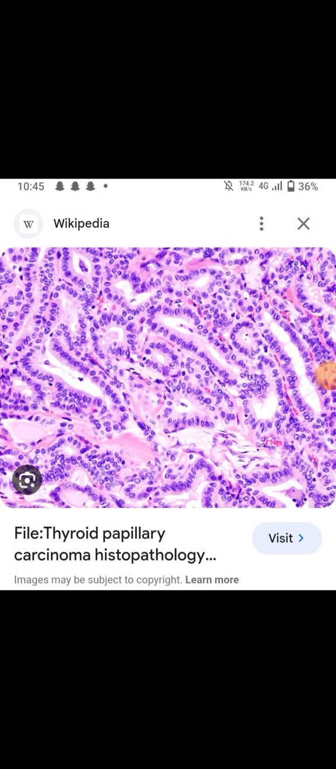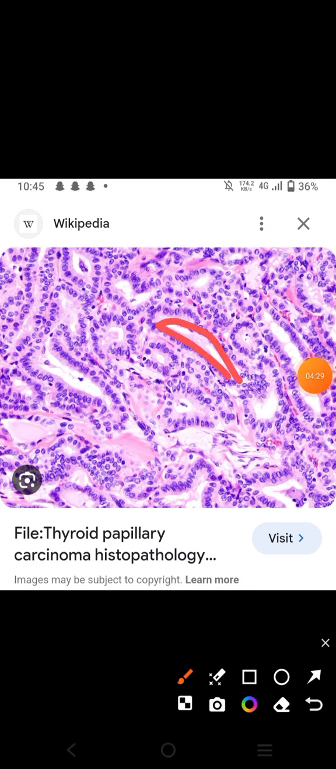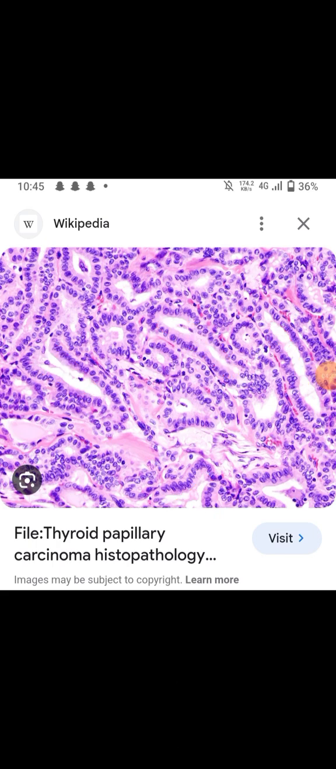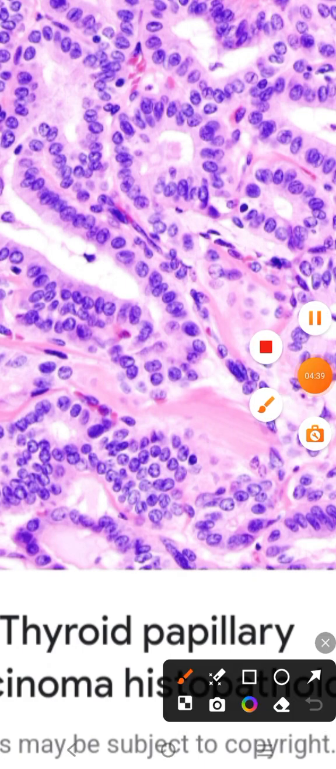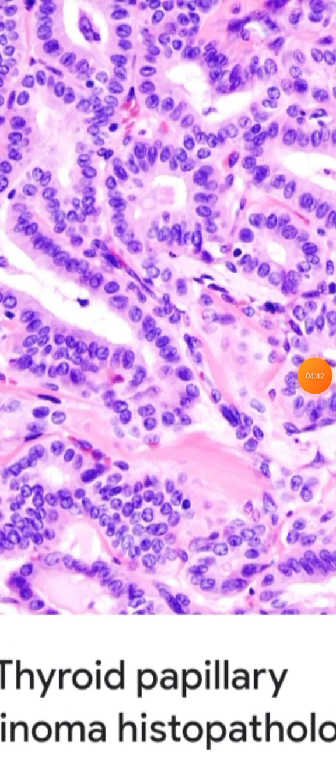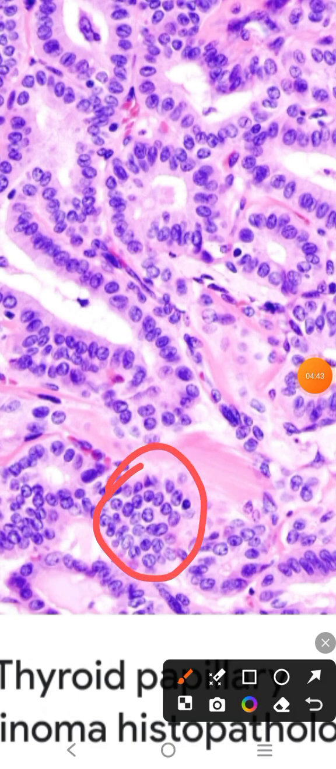Let me go back. Not all the cells here are arranged in the form of papillae. These are papillae, I know, most of them are. But here some cells are also crowded. A crowded appearance of cells can also be seen, and overlapping of cells in some areas can also be seen here.